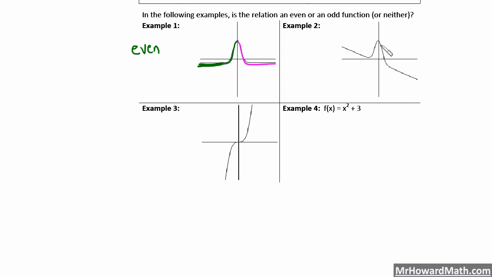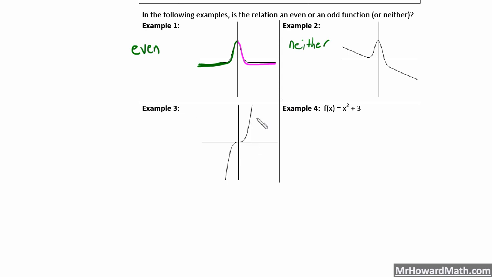Example 2, neither. Because if we flip this over the y-axis, it's definitely not going to lay on top of itself. And then if we flip it again over the x-axis, it's still not going to lay on itself. So this one would be neither. It is not symmetrical about the origin or the y-axis.